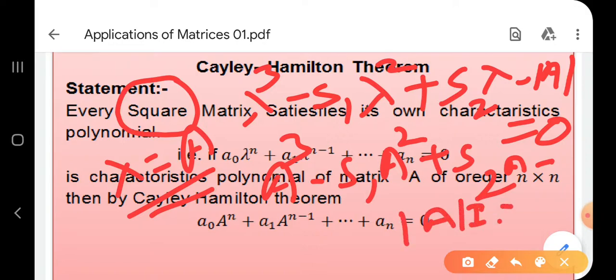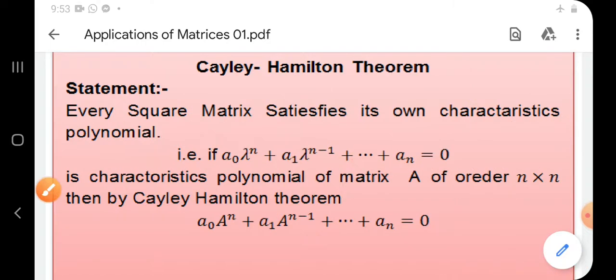into I is equal to 0, because when I replace lambda by A, I get a matrix there, and to add some number in a matrix, we have to multiply it by the identity matrix. That's why I have to write mod of A into I equal to 0. So this equation is true for every matrix. So every square matrix satisfies its own characteristic equation.